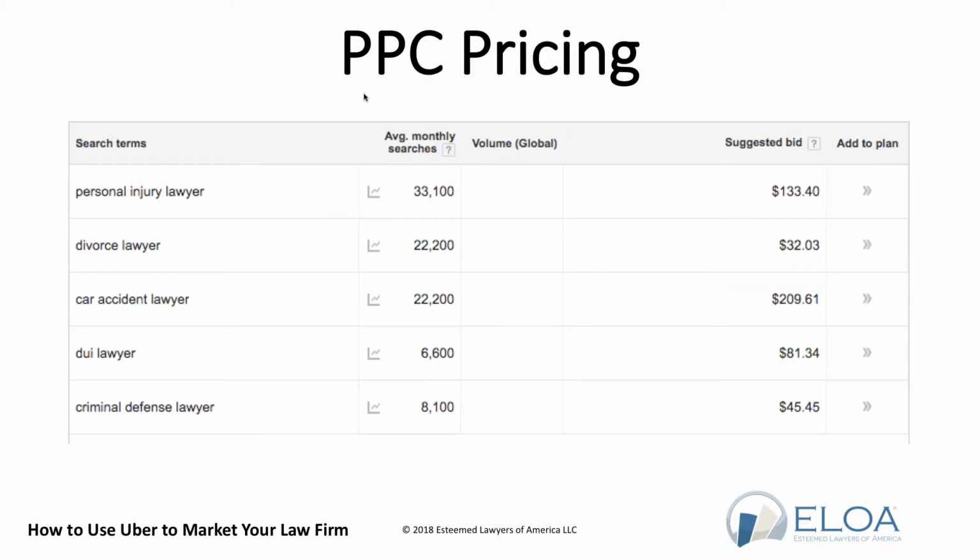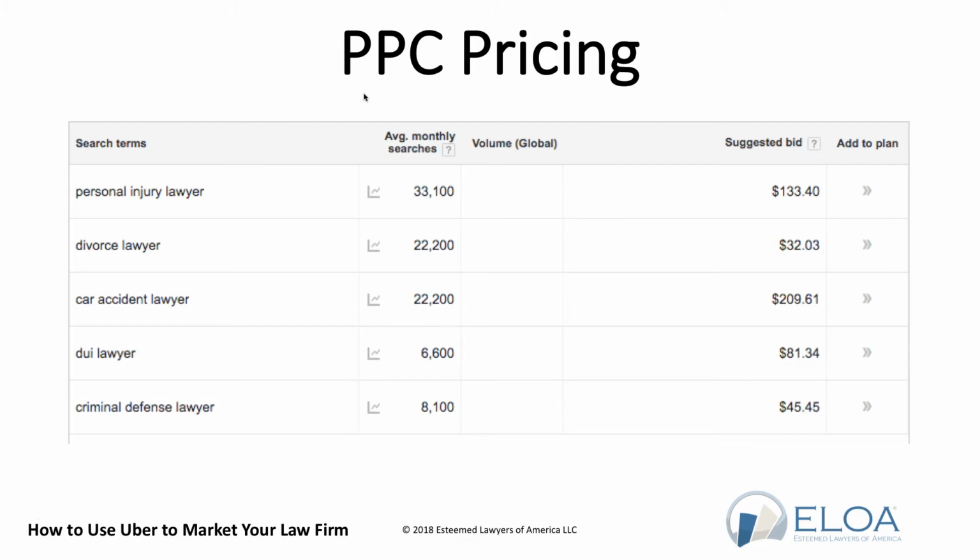Now, as I discussed before, I was doing some research for PPC pricing, and this is just a screen grab from Google. As you can see here, some pretty common search terms. Personal injury attorney suggested bid is $133.40. Divorce lawyer is $32. Car accident lawyer is $209. DUI lawyer $81. Criminal defense lawyer $45.